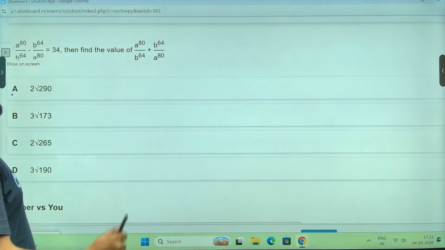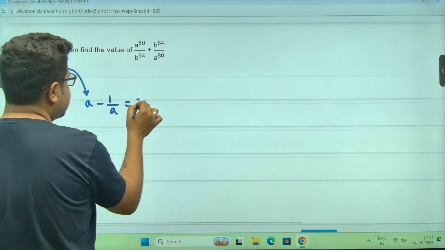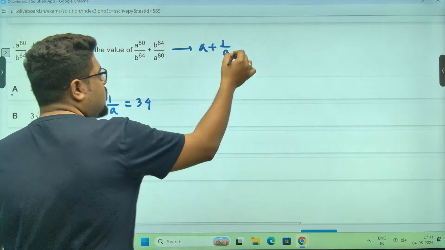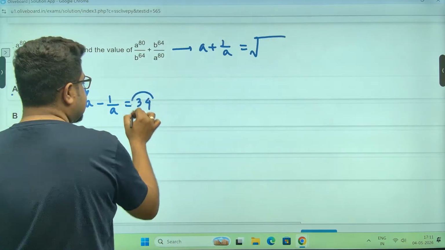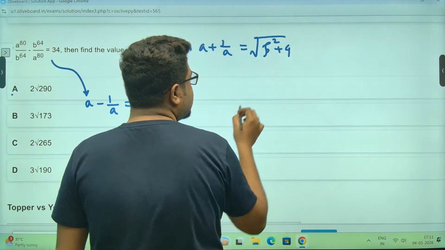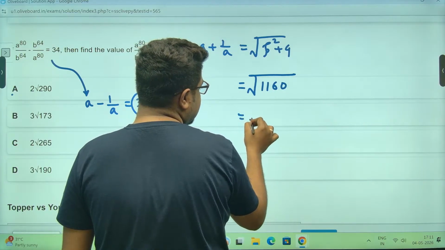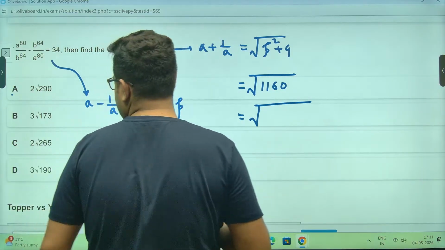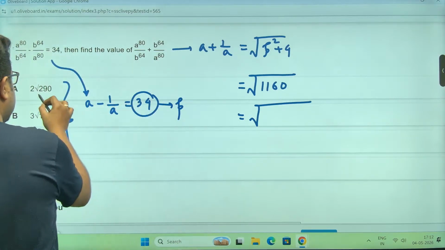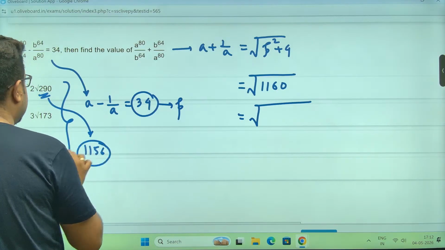This is a minus 1 by a, given as this. They are asking the value of a plus 1 by a. The root of, if this is p, this is p square plus 4, if you remember. So just do this. 1156 plus 4 meaning 1160. Calculate. Okay. Options are 29. 29 fours are 1200, 1156. Yes, sir, this one.